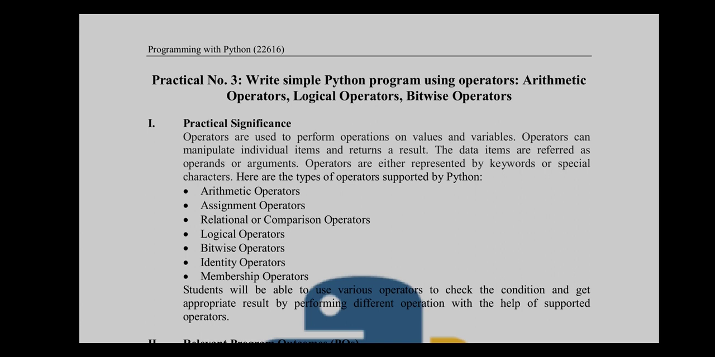Operators are used to perform operations on values and variables. Operators can manipulate individual items and return a result. The data items are referred to as operands, or we can say arguments. Operators are either represented by keywords or special characters. Here are the types of operators supported by Python.